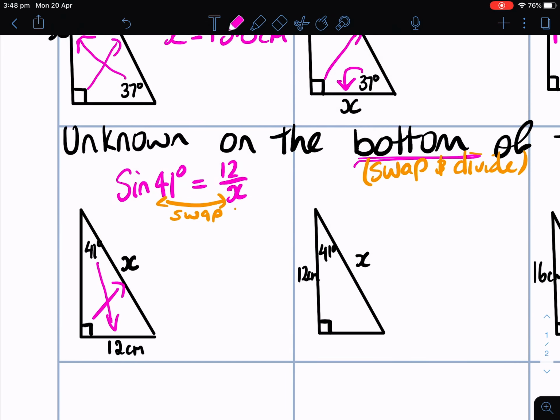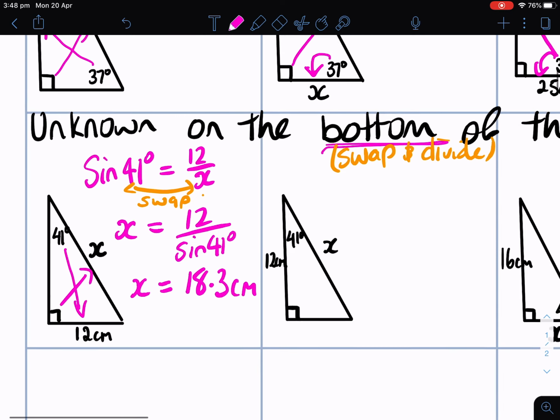So if we swap the x and the sine 41, we're going to end up with x over this side equals 12 divided by sine 41 degrees. And that's exactly what we want. Then when you put that in your calculator, you're going to go 12 divided by sine 41 and round that to 1 decimal place, and you would have 18.3 centimeters.